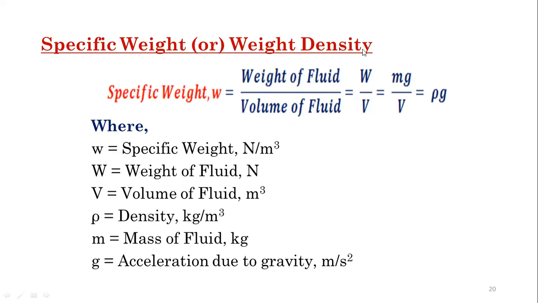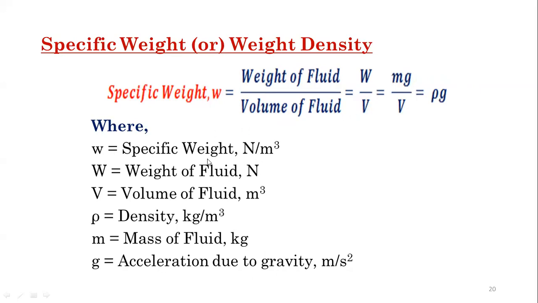And this specific weight, in terms of density, we can also write as small w equal to rho g. How did we get that? Weight W can be written as mass into gravity, weight is equal to mg, mass into the gravitational constant. So mg by V. Already we know mass per volume is density. That's why we can write specific weight w equal to rho g, density into acceleration due to gravity.